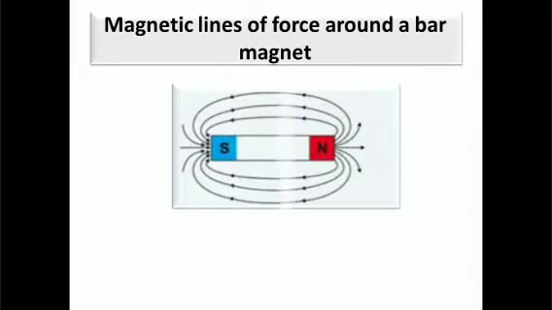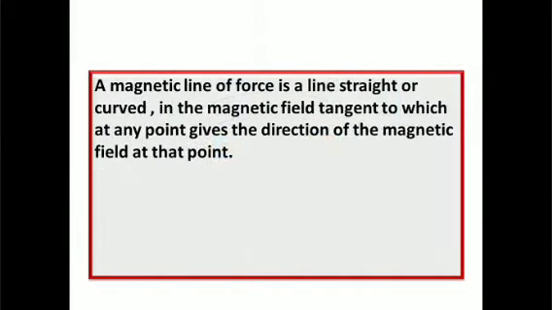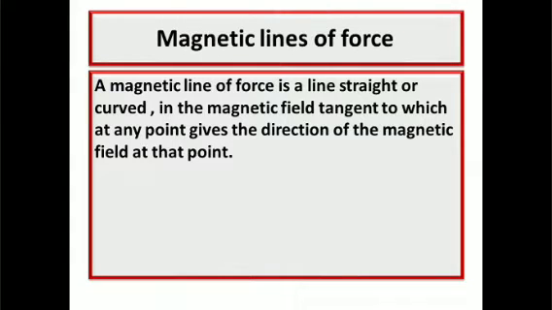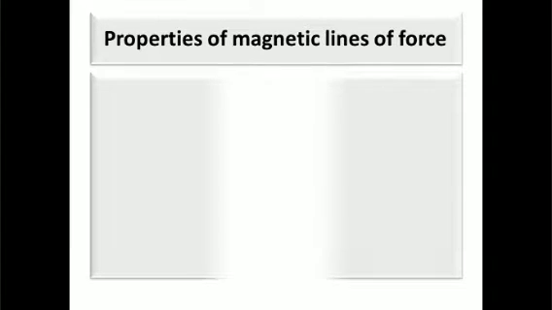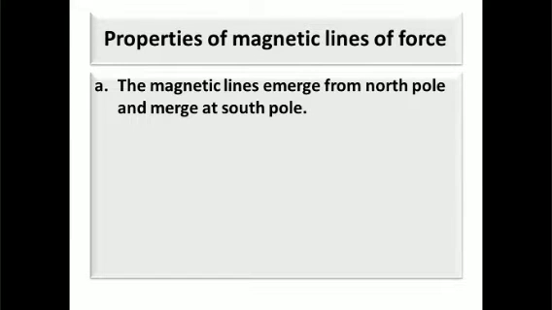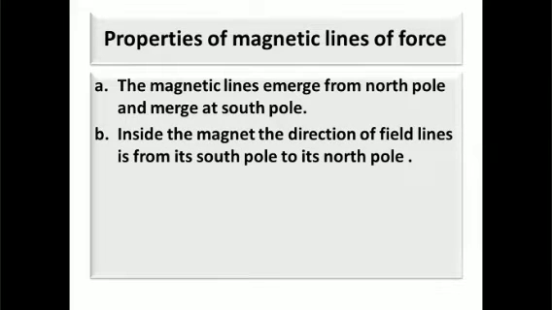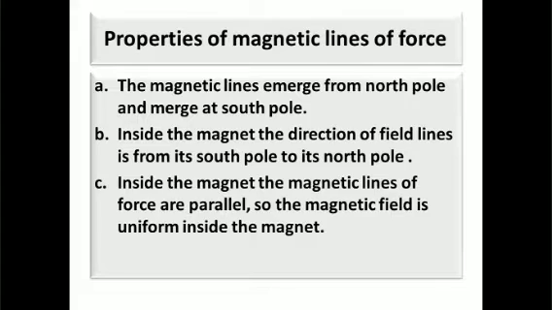Magnetic lines of force around a bar magnet. A magnetic line of force is a line, straight or curved, in the magnetic field, the tangent to which at any point gives the direction of the magnetic field at that point. Properties of magnetic lines of force: they emerge from the north pole and merge at the south. Inside the magnet, the direction of field lines is from south pole to north.